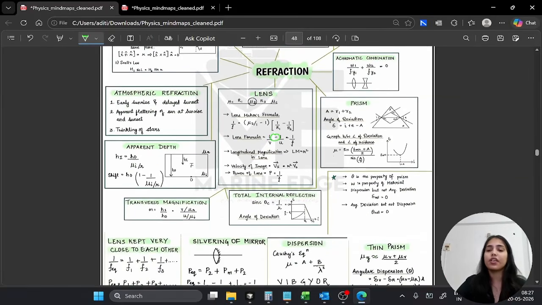Next we have a prism. Now in case of prism also, you will get the refraction. So light enters here, it gets refracted, then again it leaves to the other surface and it again gets refracted. So this is the incident ray and this is the emergent ray, okay?